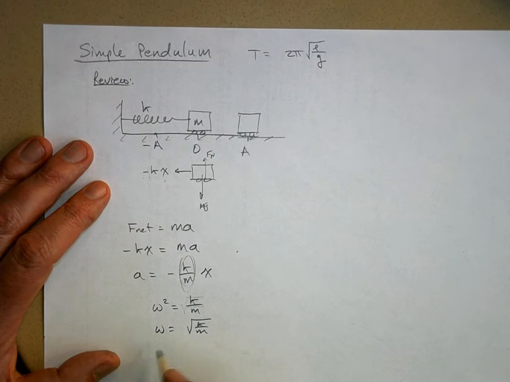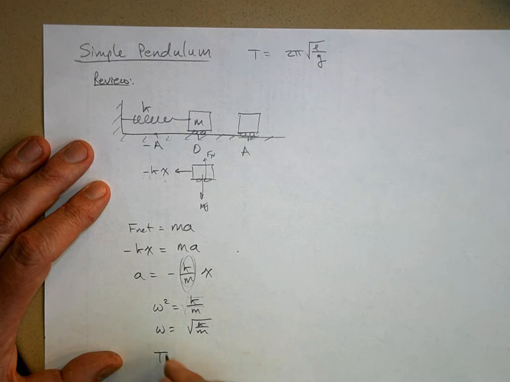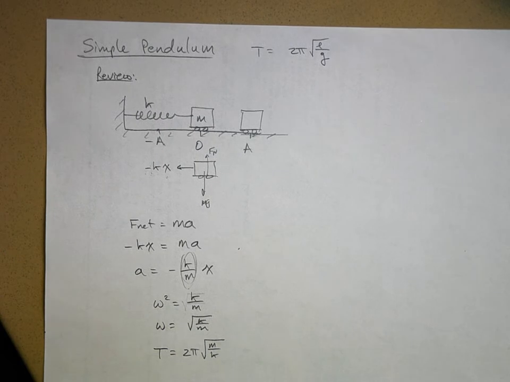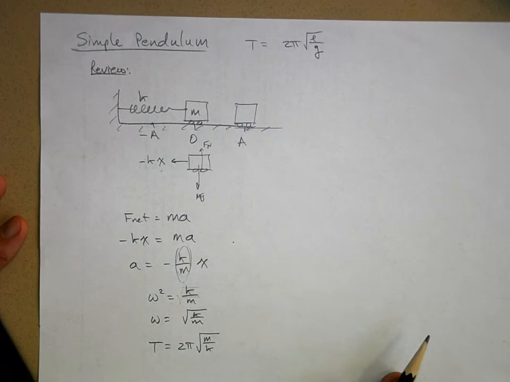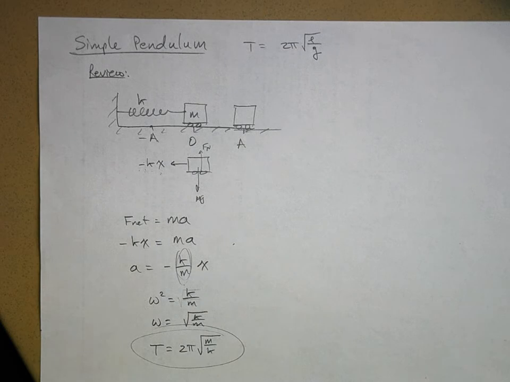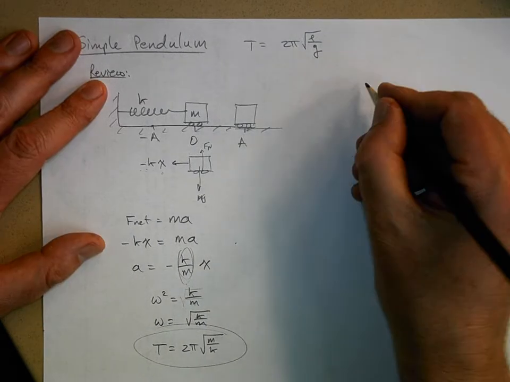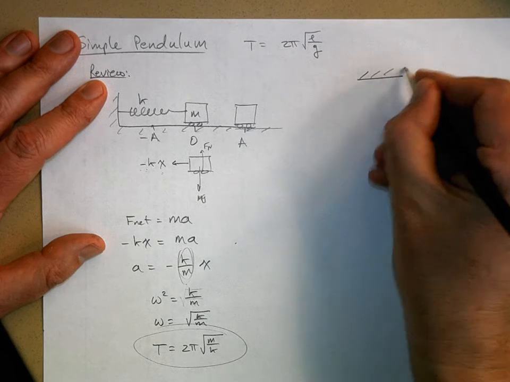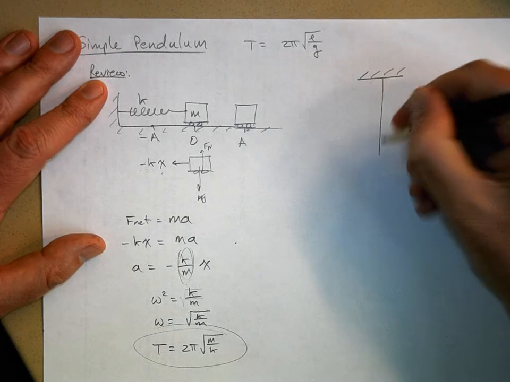And so when I did a conversion to period, this equals 2 pi times the square root of m over k. Right? Because period equals 2 pi over the angular frequency. Look that up if you don't remember that particular formula. So this is what we did for a mass spring system. Now I'm going to try to do the same analysis for a simple pendulum. But it's going to be a little different.